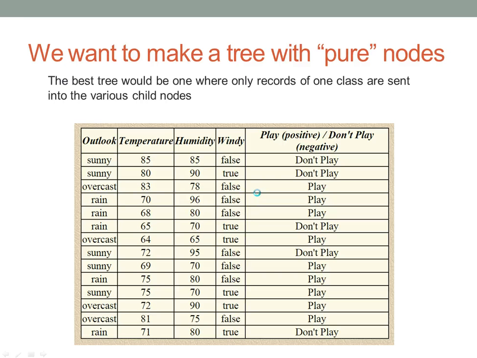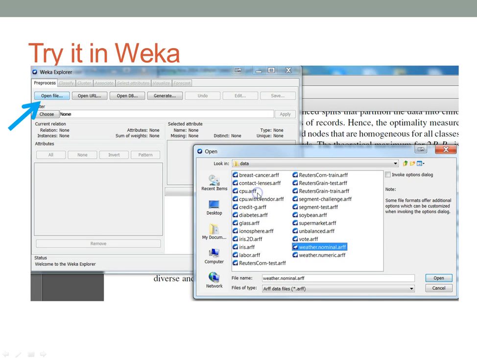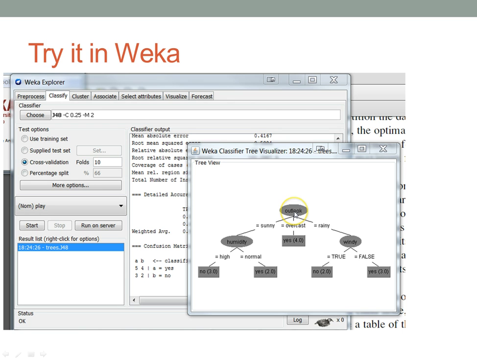So what we mean by pure nodes, anybody know what we mean by that? No. Well, let's see if we have a picture of this. Yeah, here. So here's the tree, right? You've seen this kind of tree in Weka, right? We've seen this before. So wouldn't it be great if when I got to here, humidity, which has two possible values in our data set, either high or normal, I knew that when outlook was equal to sunny and humidity was high, I was absolutely sure that they wouldn't play, right? And if humidity was normal, I was absolutely sure that they would play, okay? That would be pure nodes.